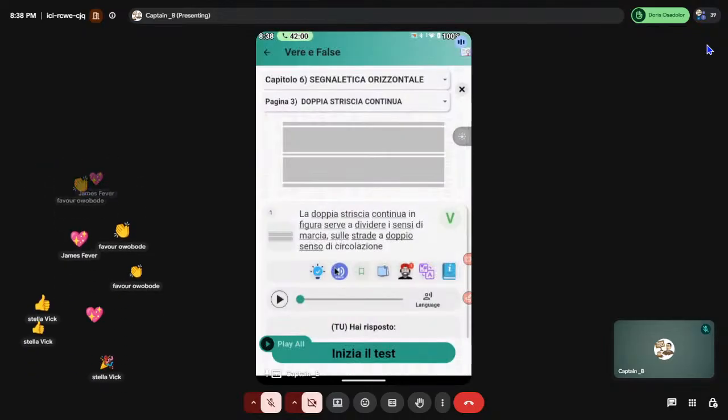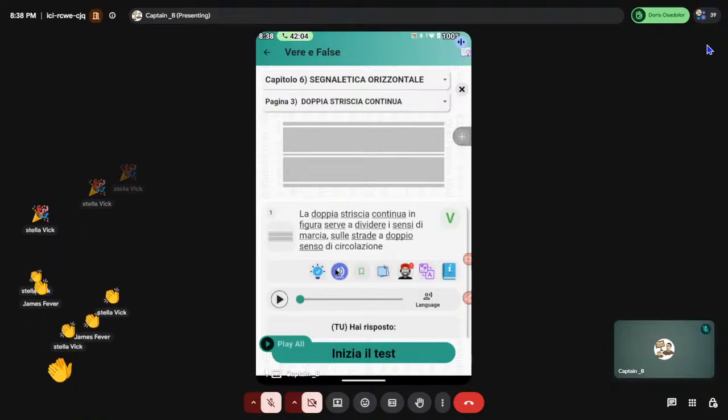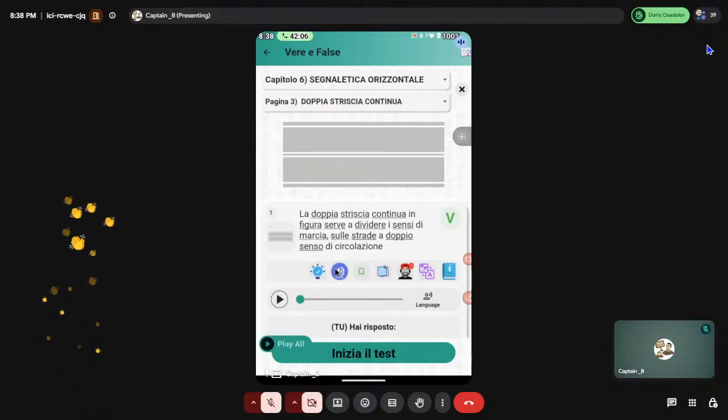Pay attention, guys. La doppia striscia continua in figura serve a dividere i sensi di marcia sulle strade a doppio senso di circolazione. Attention. Now, this thing is what we see on our road every day, but we don't pay attention to it. You understand? We don't pay attention to it. That's why you see most accidents. Many drivers on this Italian road don't even know road signs.